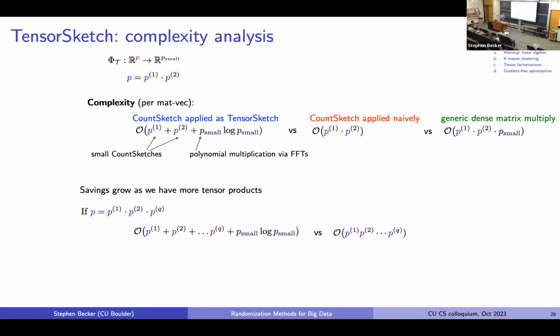Maybe that doesn't look amazing right now, but it's going to get more and more amazing as my tensor product structure gets larger and larger, because the same thing happens. Instead of multiplying all these things together, I add them all together. We're going to apply this later to tensor decompositions, and in that case we're going to have giant tensors. I'm going to reshape them, and if I had something naive, I would have this huge price here, which I can't afford.